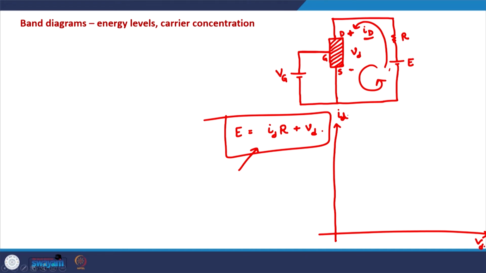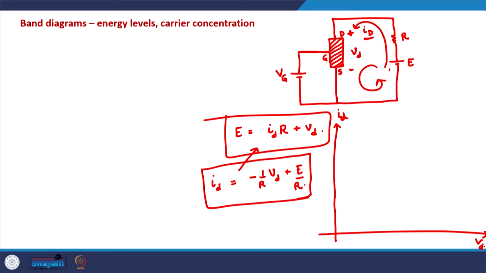So, if we plot ID versus VD, if we plot the basic KVL equation, this is a line between ID and VD, and this can be written as ID is equal to minus 1 by R times VD plus E by R. If we plot this relationship on the ID-VD axis, this is a line, and the slope of the line is minus 1 by R, and the intercept on the y axis is E by R. So, this will be a line with negative slope, tan theta is minus 1 by R, but this is not important for us.